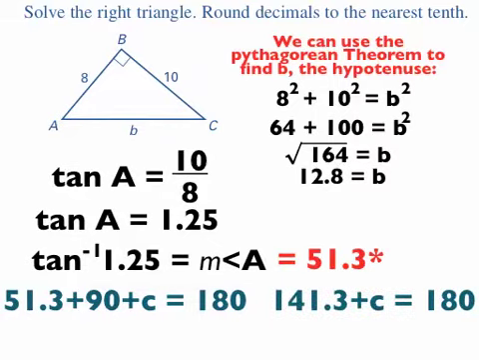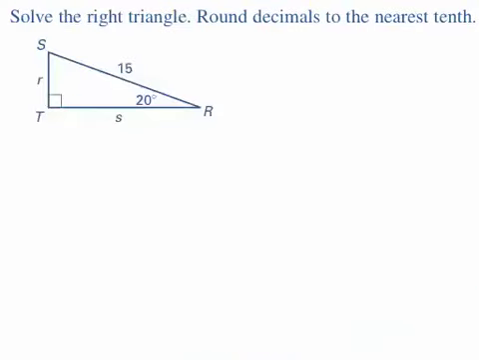Go ahead and subtract 141.3 from both sides, and you wind up with 38.7 for your angle C measure. Let's try solving another right triangle. If you want to try on your own, pause this and come back and check your answers. That would be an excellent way to check to see how you're doing.